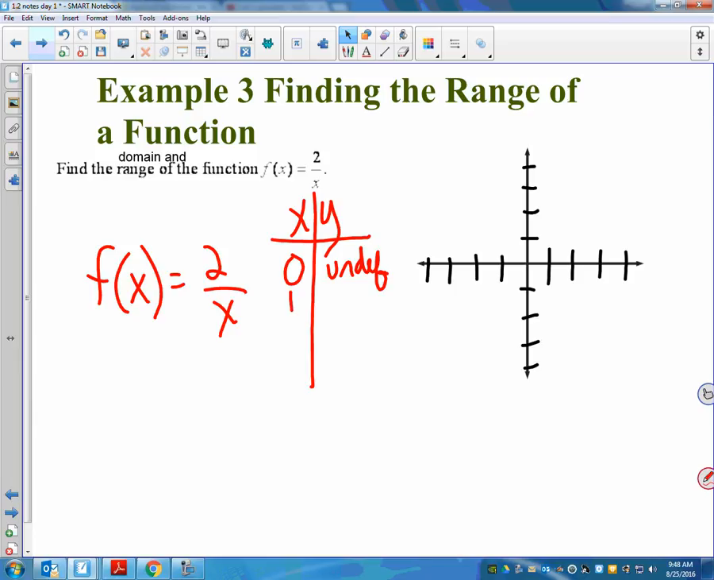But what happens when I pick 1? I get 2 over 1, which is 2. If I pick 2, I get 2 over 2, which is 1. If I pick 3, I get 2 over 3, which is 2/3.